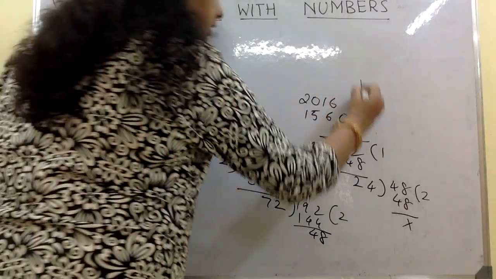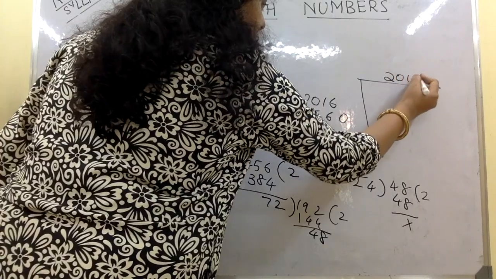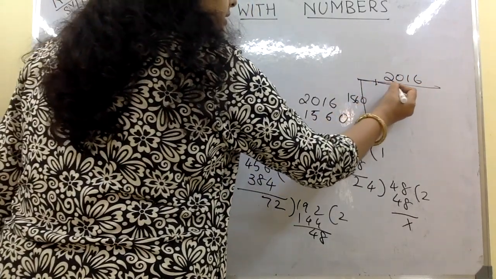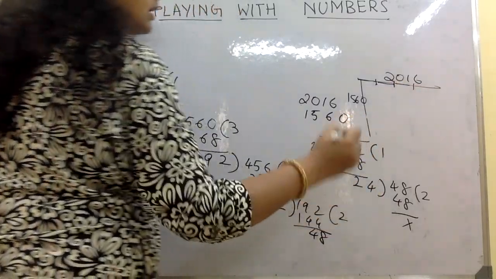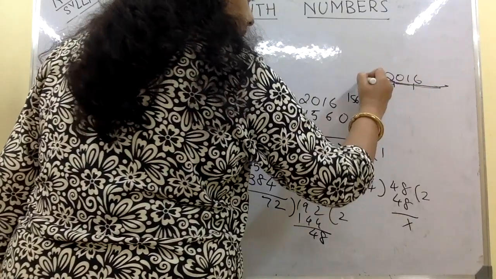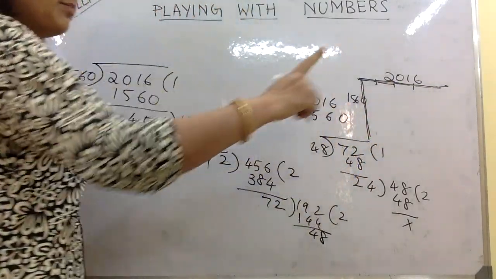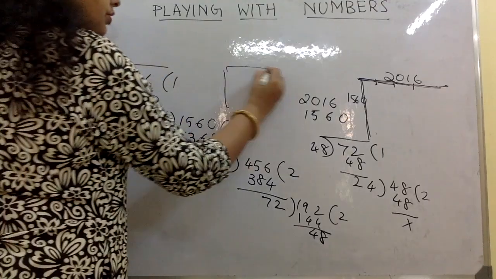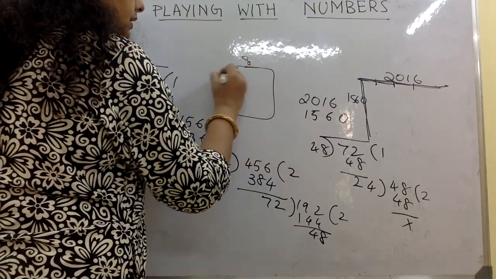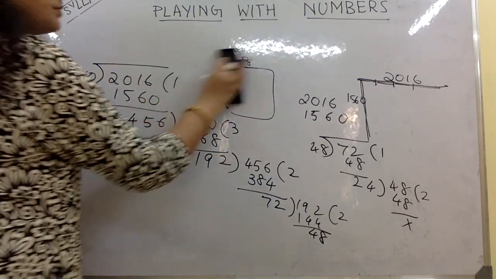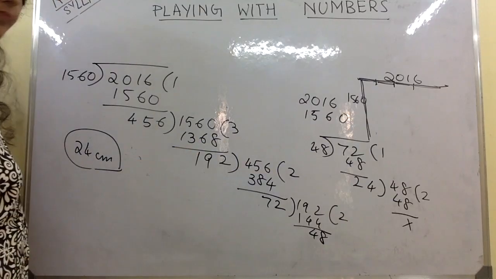So the lengths are 2016 and 1560. If I place tiles, how many tiles? The number of tiles is whatever number fits here times whatever number fits here. If I multiply, I get my number of tiles. Remember the chessboard: here 8 boxes, here 8 boxes, together 64 boxes you have. Same thing we are doing now.